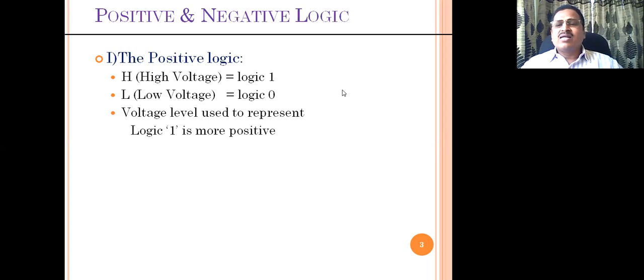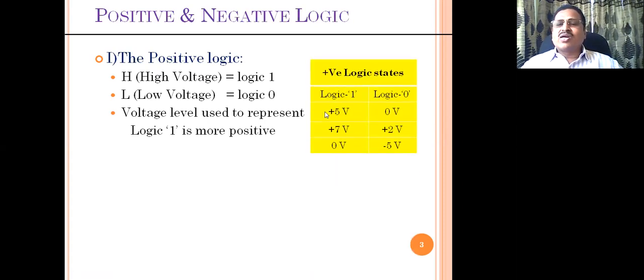Here is an example with the help of this table. A variety of logical combinations are used for logic 1 and 0 in positive logic. The first can be plus 5 volt to indicate 1 and 0 volt to indicate logic 0, or plus 7 for 1 and plus 2 for 0, or 0 volt to represent logic 1 and minus 5 volt to represent logic 0. If you observe this table, what do you find? The voltage level used to represent 1 is more positive than the voltage level used to represent logic 0.